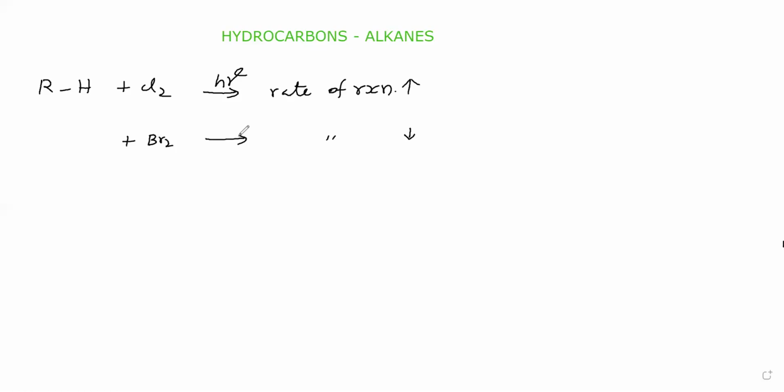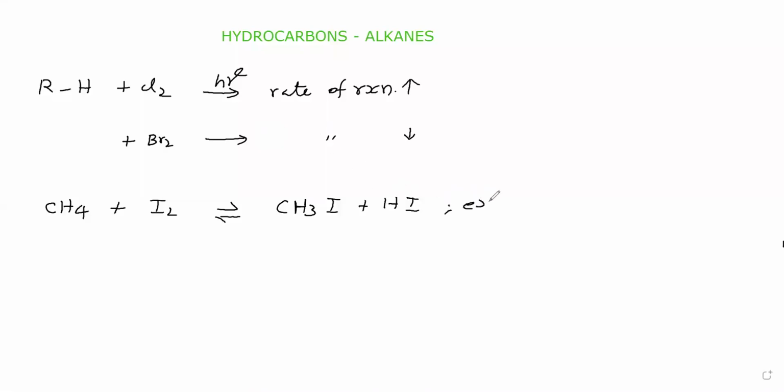Next, iodination. For iodination, we will take an example, CH4, and iodine, I2. Reaction takes place. We are getting methyl iodide and hydrogen iodide. So methane reacts with iodine to give methyl iodide and hydrogen iodide. What about rate of reaction here? Rate of this reaction is low even in comparison with the bromine.